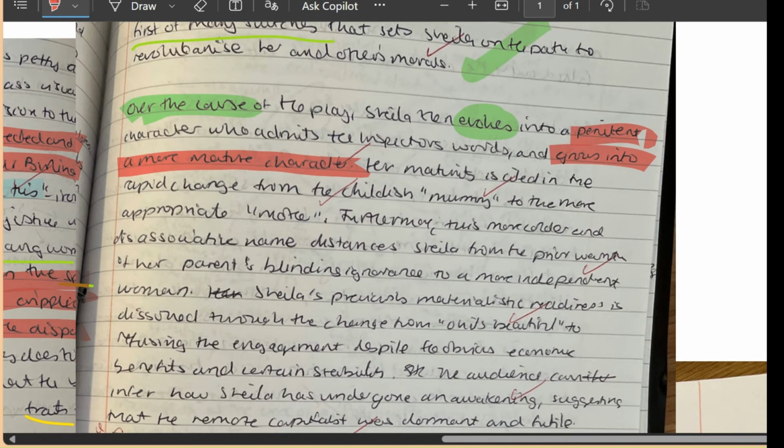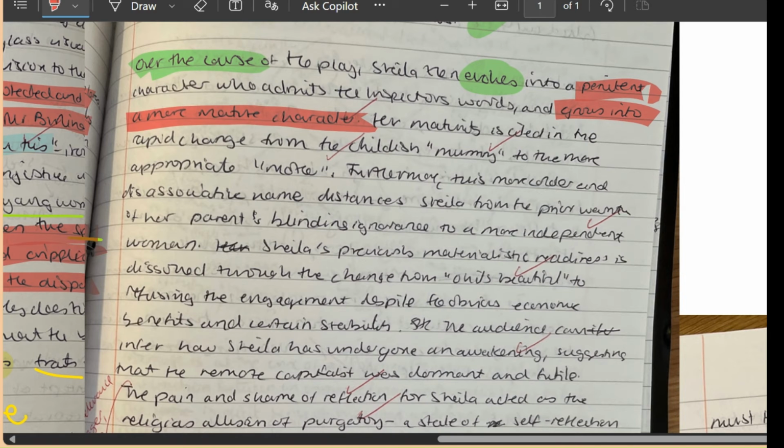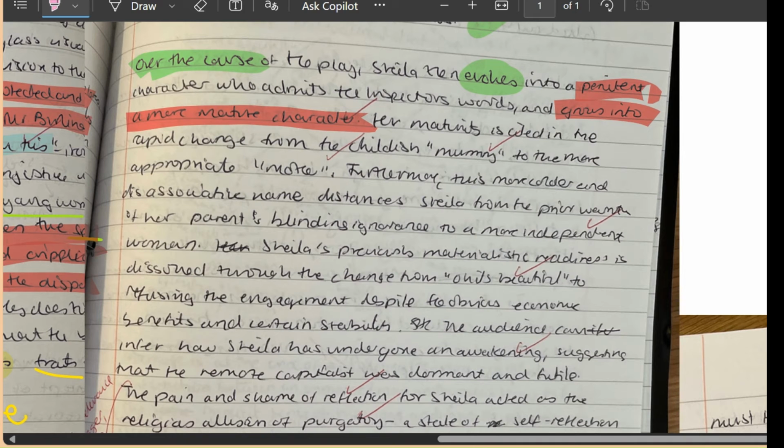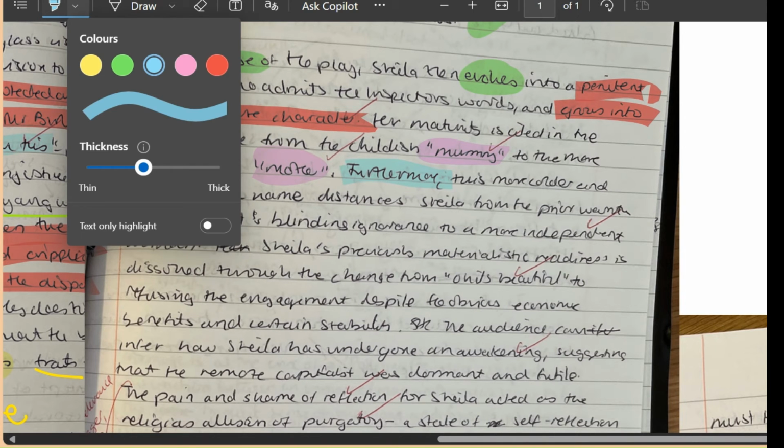Now, her maturity is cited in the rapid change from the childish "mummy". So now we're talking about the development in her language. From the childish "mummy" to the more appropriate "mother". And I should have said age appropriate as well. Furthermore, that's a really nice phrase to use. It's showing that you're, as I said, going deeper into the analysis. This more colder and disassociative name distances Sheila from the prior warmth of her parents' blinding ignorance to a more independent woman.